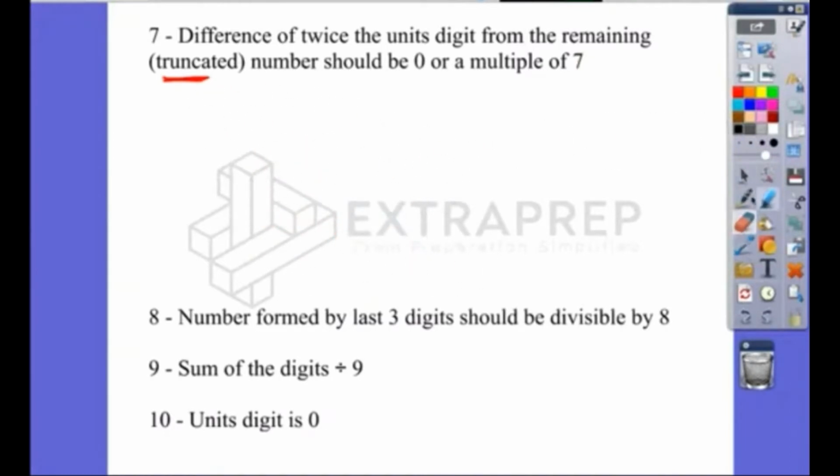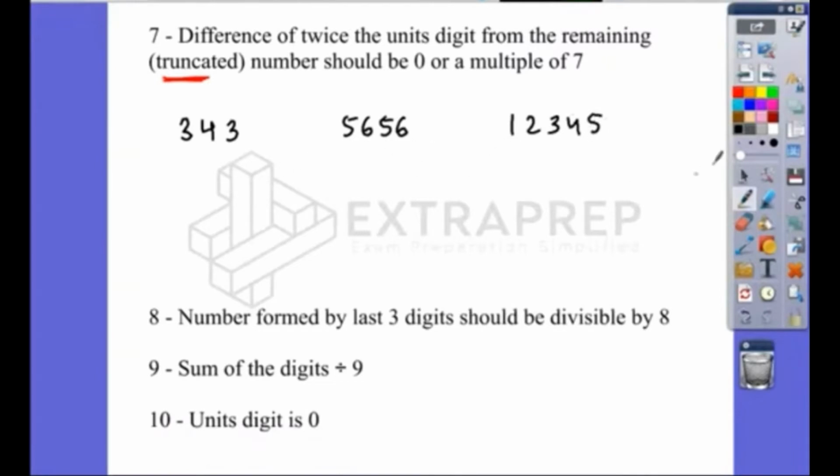So let's take examples for our better understanding. I'll take 343. See, that's 7 cube, right? So 7 cube, 7 into 7 into 7 is 343. It's definitely divisible by 7. Similarly, let's take one more number, 5656. This is 7 into 808. It's definitely divisible by 7. 1, 2, 3, 4, 5. This is not divisible by 7.